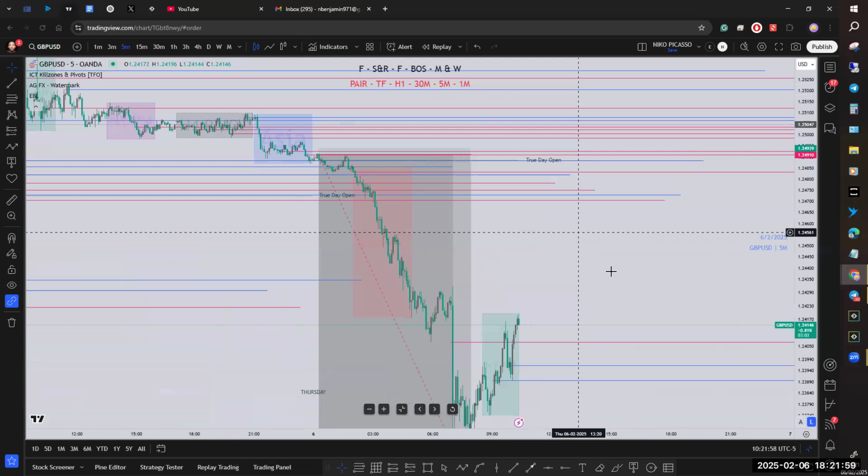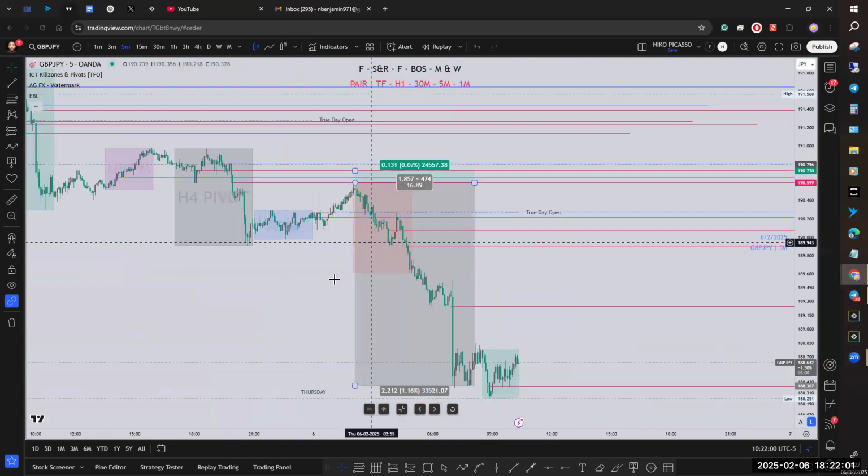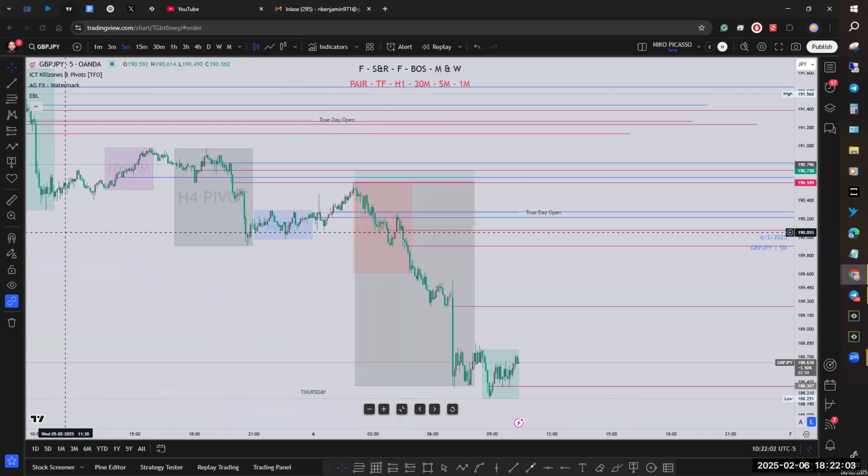GBP JPY. Anyway, guys, I don't want to stay long, but that's what I wanted to share with you guys. I think it can be a very useful tool. Like I said to you guys, this understanding to me, break of structure, the way I'm explaining it, is still new to me.